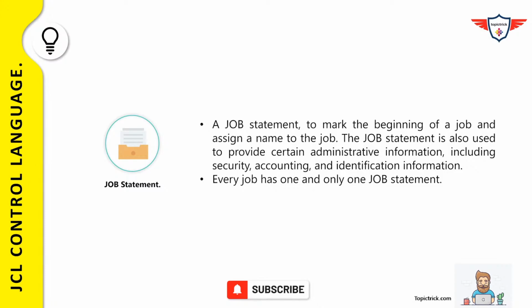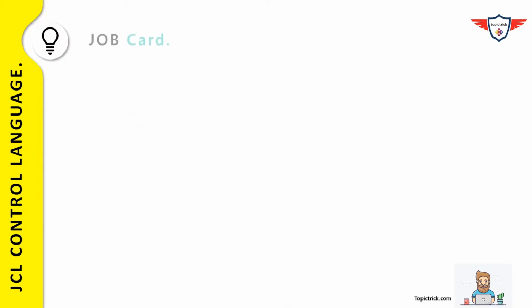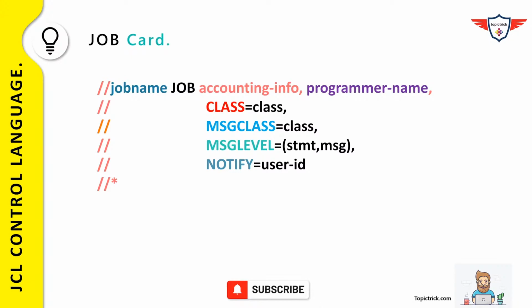Now, let's deep dive into the syntax of the job card. In this section, we will look at different parameters, for example, keyword parameters or positional parameters, that are used to define a job card. The syntax of the job control statement is fairly simple and easy to understand. The only thing you need to remember is that you have to use positional parameters at a specific position, right? And then you can use keyword parameters as per your requirement.